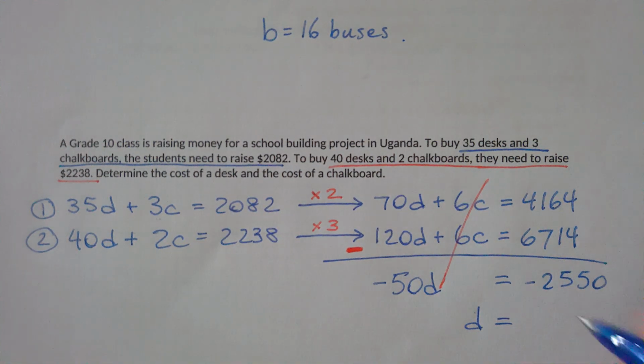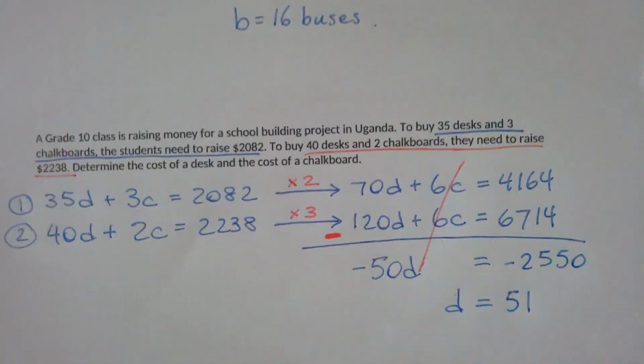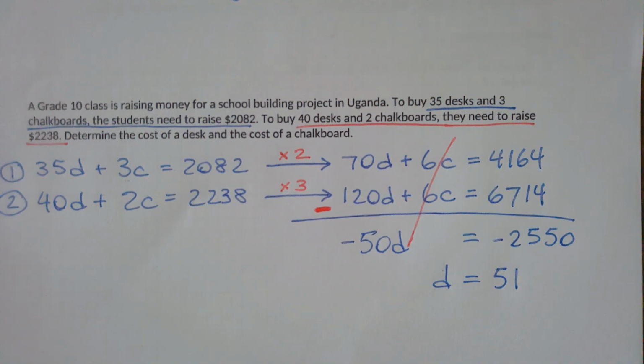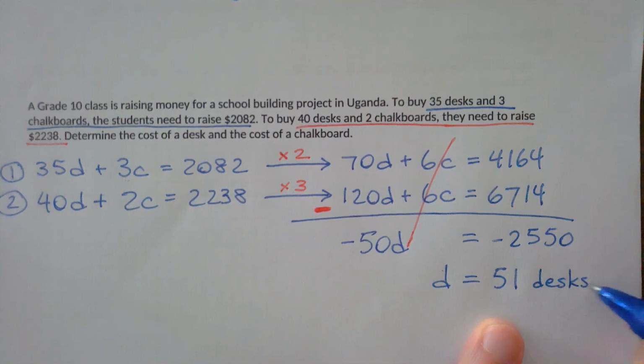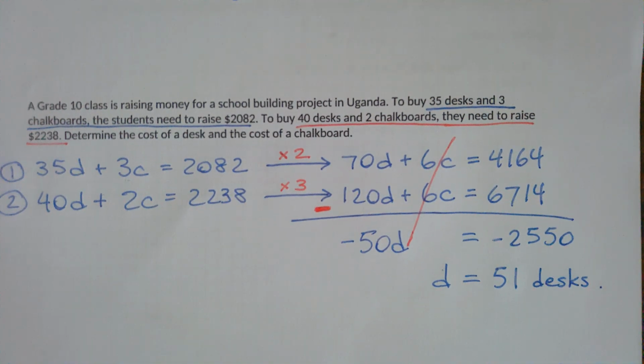I get 51. Let's say I made a mistake and I got negative 51. Why does that not make sense again? Right, you can't have a negative number of desks. So always make sure you know what you're solving for. This is 51. 51 what? 51 desks.